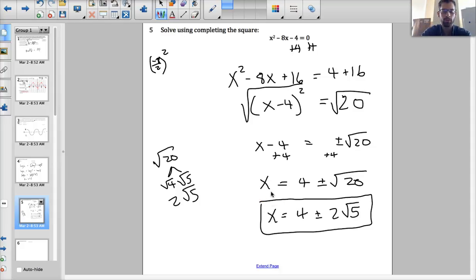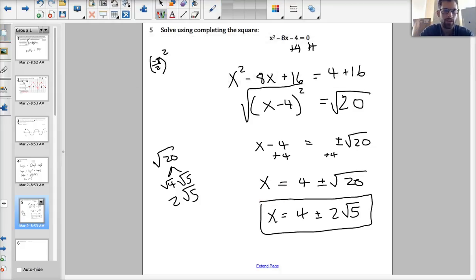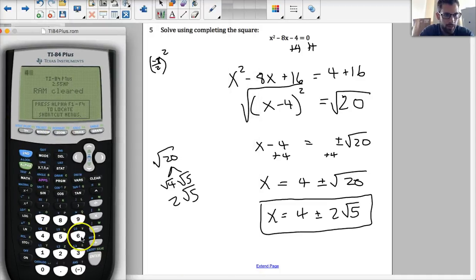If I want to be sure that's right, I can check it by graphing. And I'm not 100% sure. I could have made a silly mistake somewhere along that process. So I'm pulling up my calculator. I'm going to go to my y equals screen. Well, first I'm going to figure out what 4 plus radical 5 is. Excuse me, 4 plus 2 radical 5. Okay, that gives me 8.47.